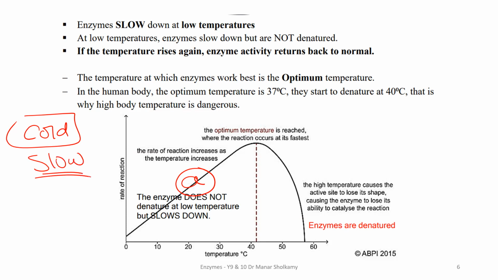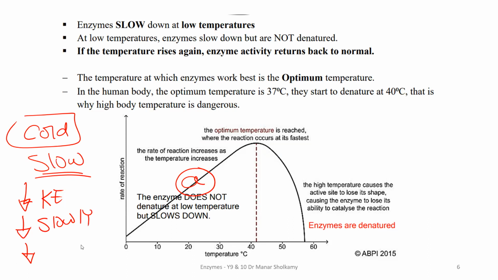They slow down. Why? Very good. Everything will go in the opposite direction. Because at low temperature, you have low kinetic energy. They move slowly, less speed, less chances of successful collisions, less formation of enzyme substrate complex, slower reaction, less products. Everything will just go in the opposite direction.